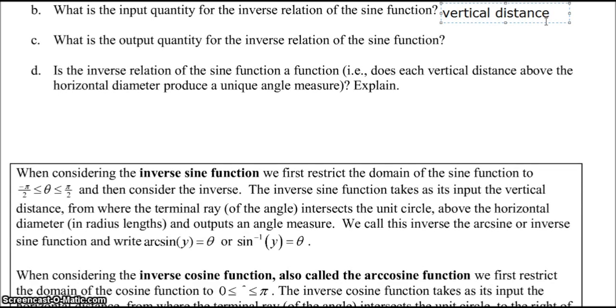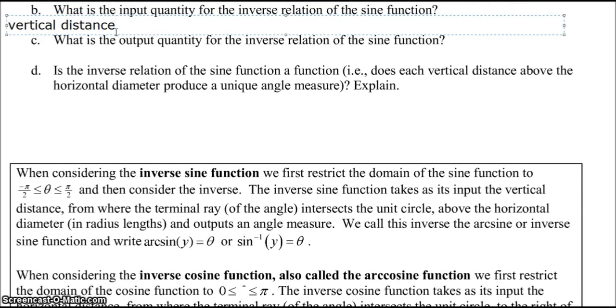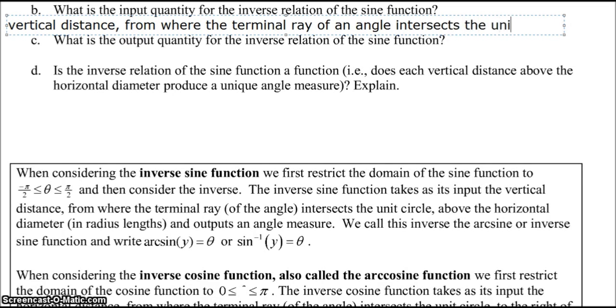We could be a little bit more specific here. We have a little bit of space. Vertical distance from where the terminal ray intersects the unit circle, and again above the horizontal diameter. And then for the inverse relation, we're going to be outputting an angle measure.